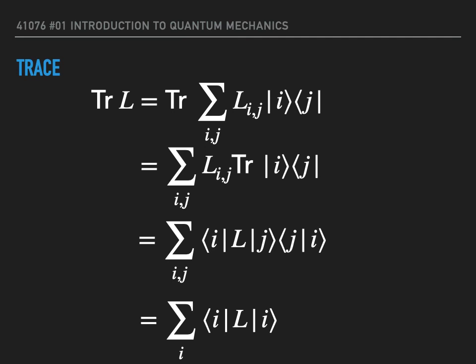Finally, the inner product of computational basis i and j is just a delta function that equals 1 if and only if i equals j. Hence, we can reach the final expression, that is, the trace of a linear operator L is equal to the sum of its diagonal entries in the matrix representation.